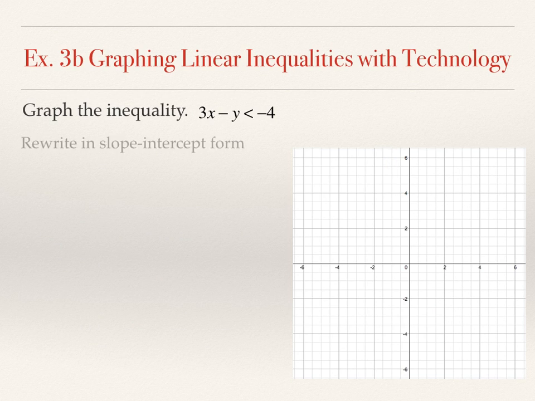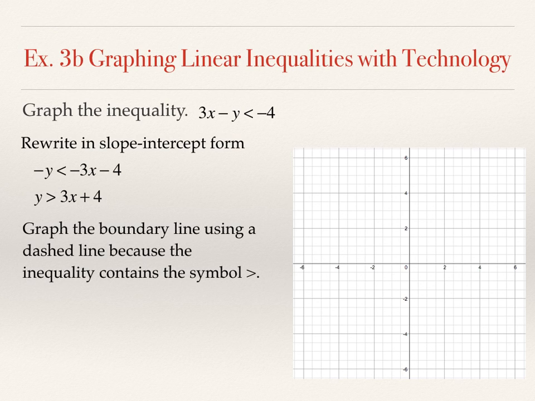Here, let's rewrite it in slope-intercept form. So we'll subtract 3x from both sides. Let's divide by -1. And when we do, remember we change the direction of the inequality. So now we're going to graph y is greater than 3x plus 4. We'll use a boundary line that is dashed because of the greater than. We'll start at 4 on our y-intercept. The slope is 3.